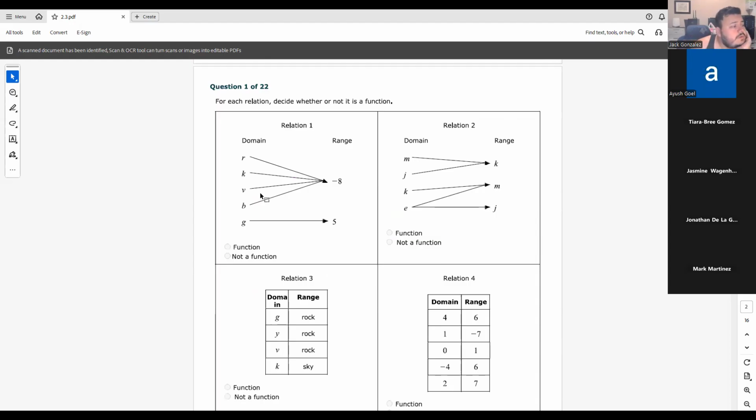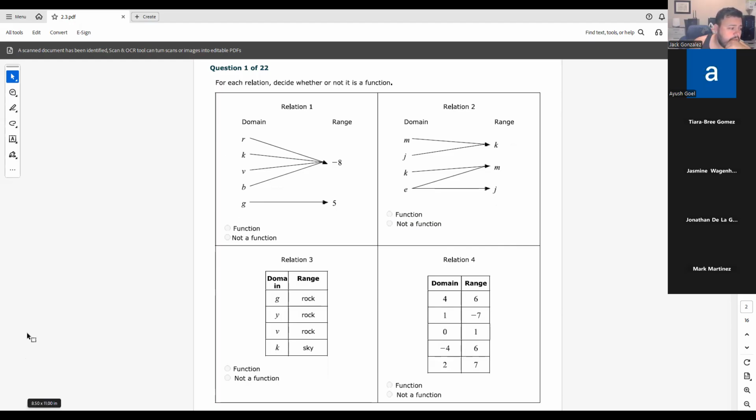It's very visual. Do you notice how all these x's, these inputs in the domain, these would be considered your x values, are going to one place, right? None of them go to two different places. Like R goes to -8, K goes to -8. None of them goes to two spots. So this would be a function.